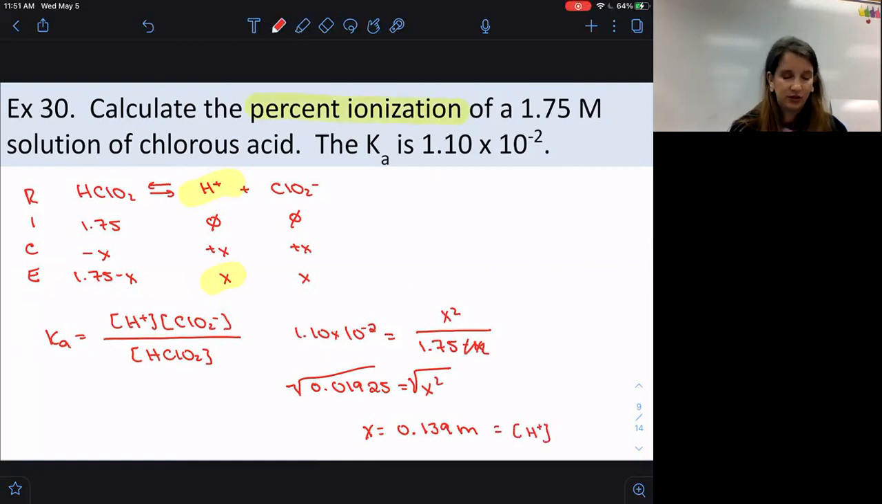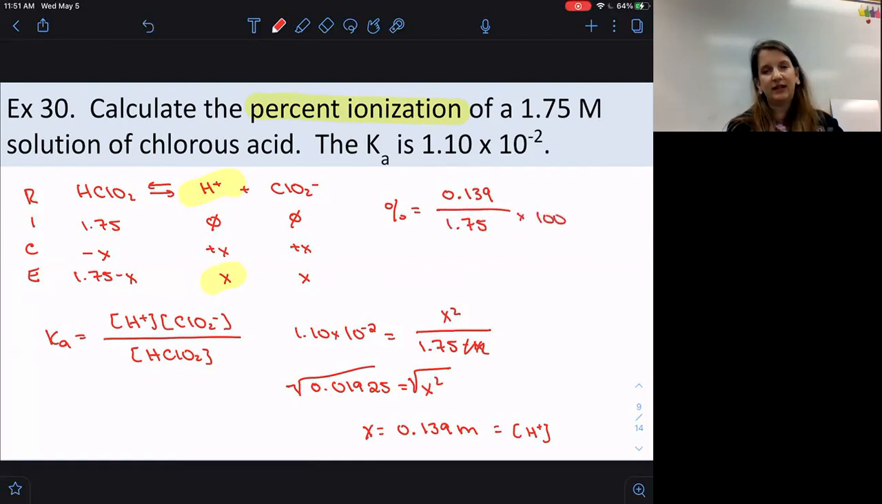So what we're going to do to solve for our percent ionization, we take our concentration of the hydrogen, 0.139, and we divide it by our initial concentration, 1.75, times 100. And again, I always just use the unrounded values in my calculator when I'm doing all of this work. So if your answer varies slightly from mine, that's okay. So my percent ionization would be 7.93%.